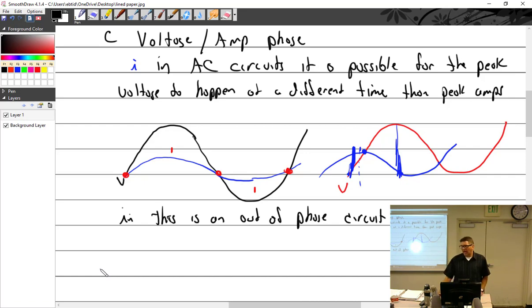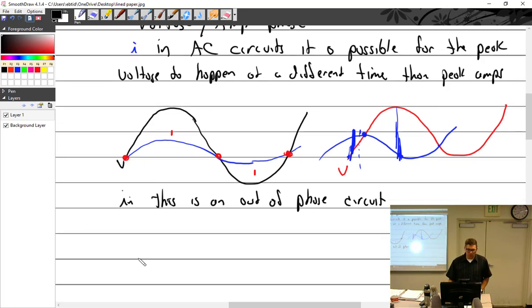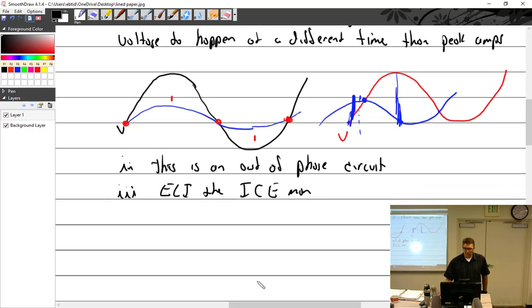When we talk about out of phase circuits, this is going to become one of those Ohm's law things that you have to commit to memory, but it's not as hard as Ohm's law. It is called Eli the Iceman. Eli the Iceman goes like this. If you can remember Eli the Iceman, first we'll talk about Eli.